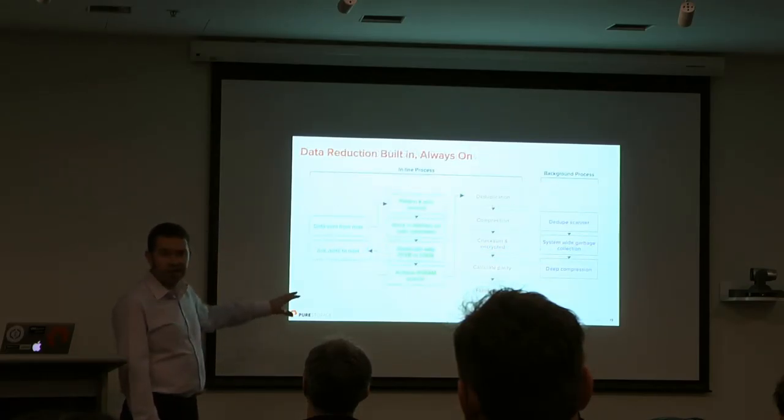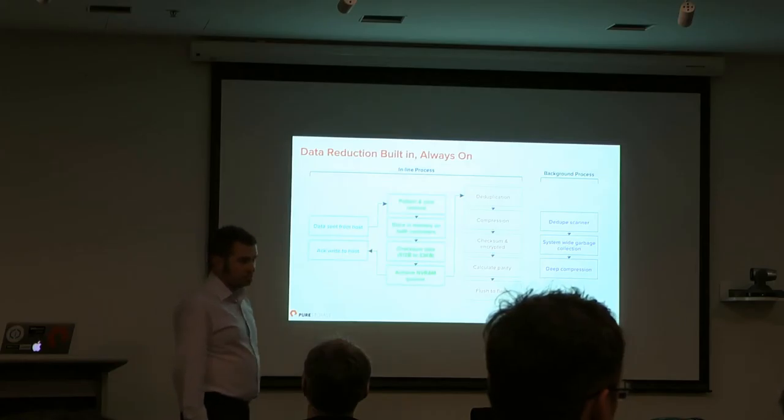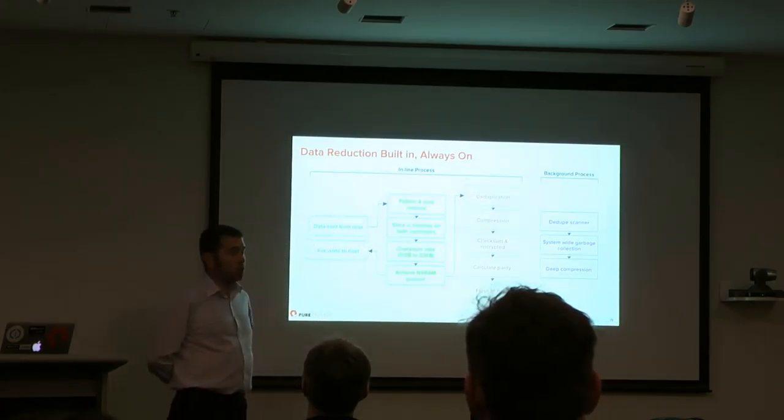Sorry, are there any questions around that? Are there any questions around the IO path? What kind of data reduction do you get from the data coming in and then going to the flash drives? Well, for the different workloads, you mean?